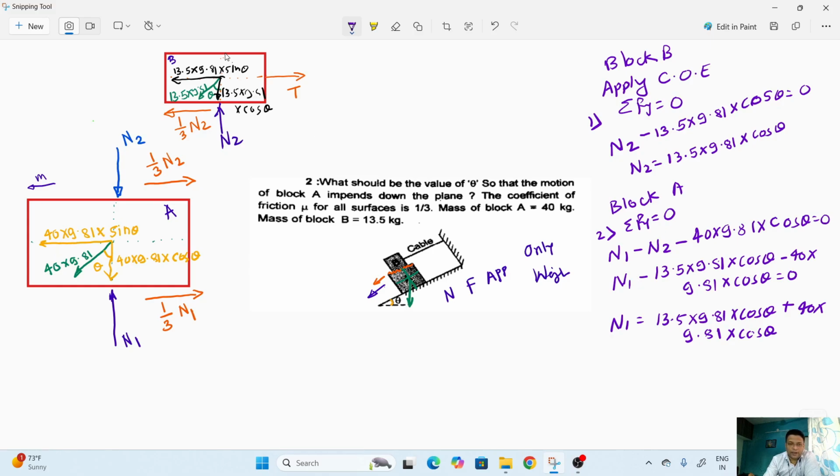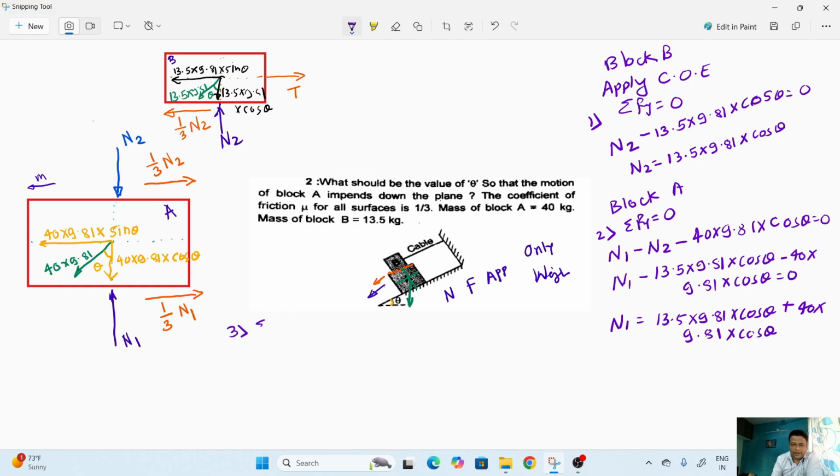So using block B, we have calculated the value of N2. Using block A, we have calculated the value of N1. Now we'll focus on finding the remaining value. That is, our main objective is to calculate this theta. So we will see how we can achieve that. We'll apply the third equation that we have.